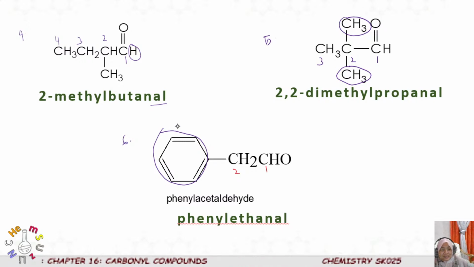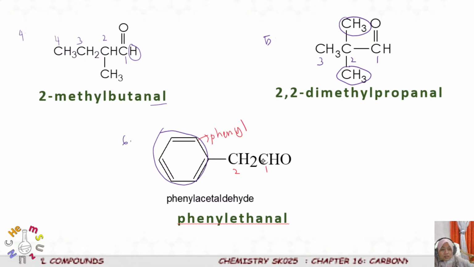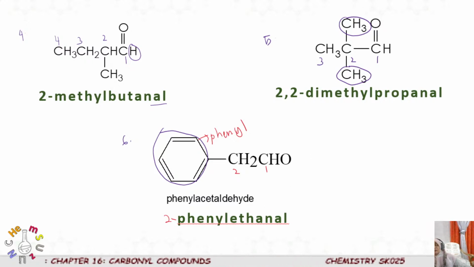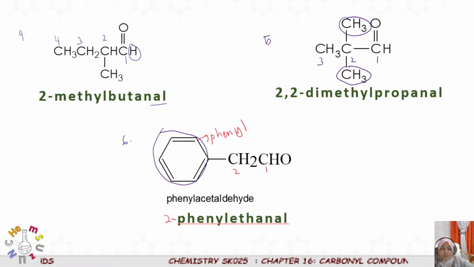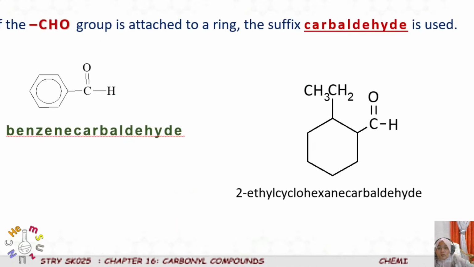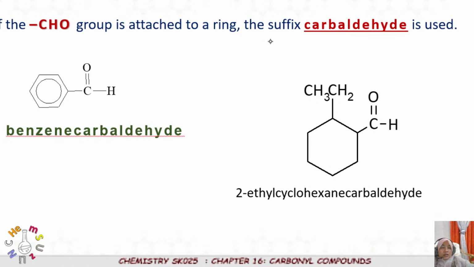A benzene ring as a substituent, we call it a phenyl. So here is 2-phenyl ethanal, or the common name is phenylacetaldehyde. But if the CHO group, the carbonyl group, is attached to the ring, the suffix carbaldehyde is used.